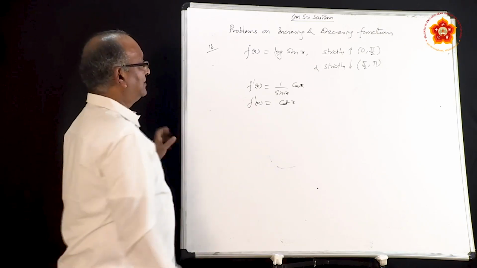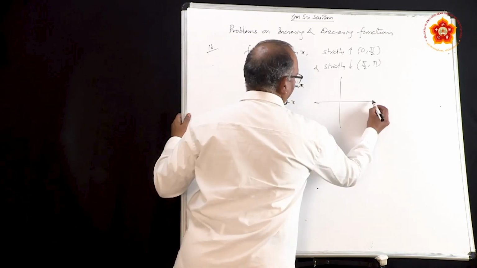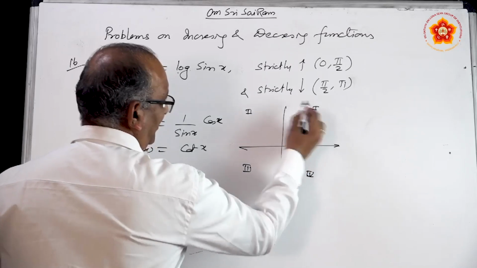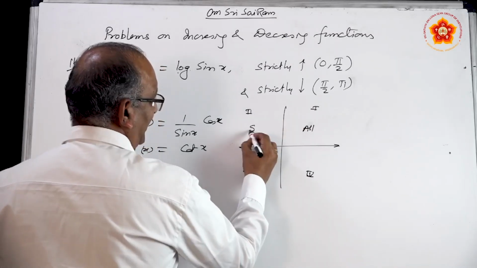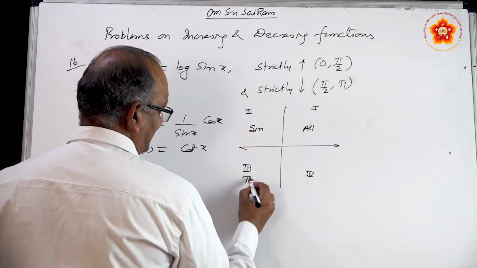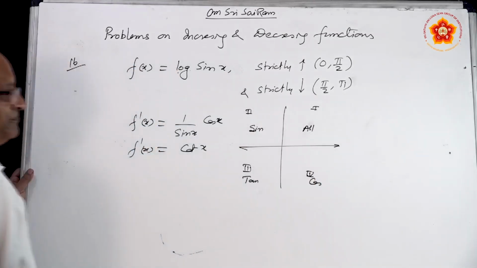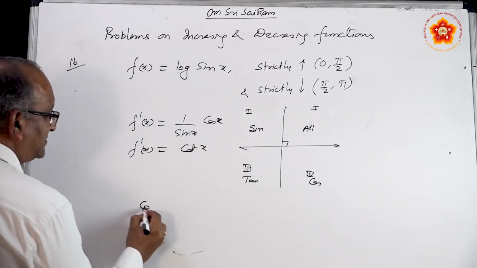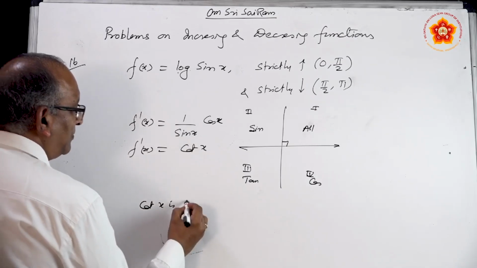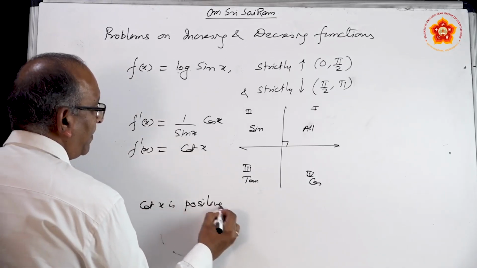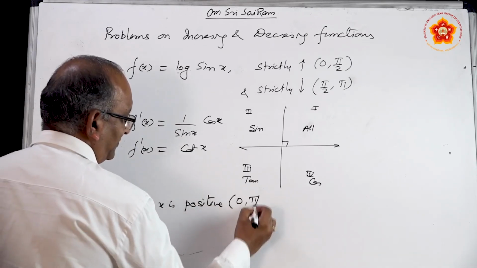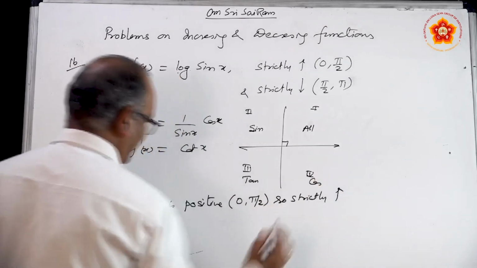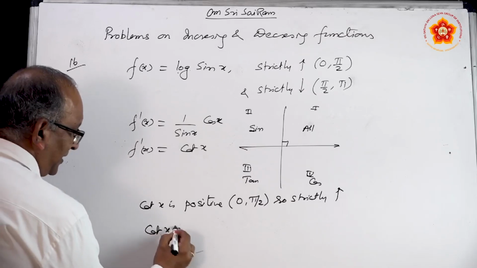As simple as that. See, it is like this. These are the 4 quadrants, first, second, third and fourth. And we know that in this all are positive. Here sine is positive, here tan is positive, and here cos is positive. So, 0 to pi by 2 all are positive. Cot x is positive in the interval 0 to pi by 2. So, strictly increasing.